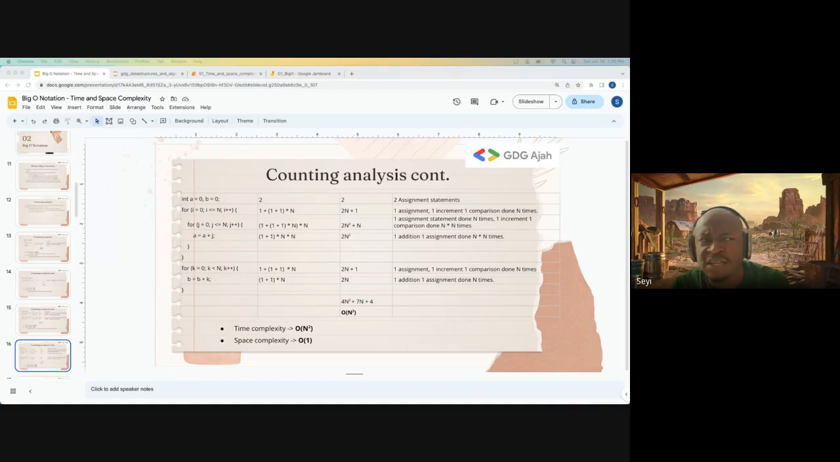For time complexity, did you take into consideration the second part? Yes, I did. But if you notice, for the second part, because it's of the order of n, the order of n squared has overshadowed it. So that's why we just drop it.